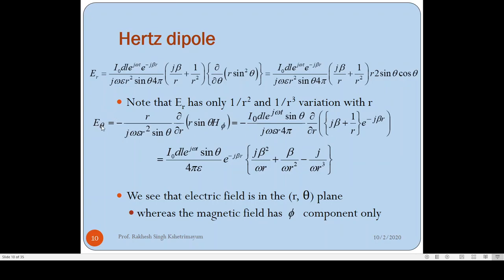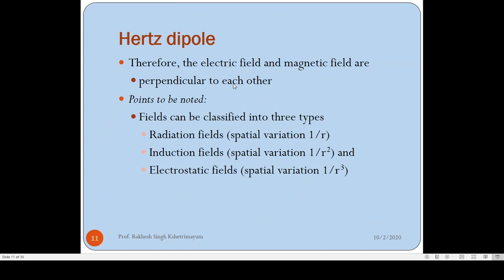But let us look at the theta component. It has a component which is varying as 1 by r, 1 by r square, and 1 by r cube. So since we have 1 by r term here, this field will be giving me far fields, and its direction is along the theta direction, so it is perpendicular to the radial direction. So one observation is that electric field has r and theta component, magnetic field has phi component. They are perpendicular to each other.